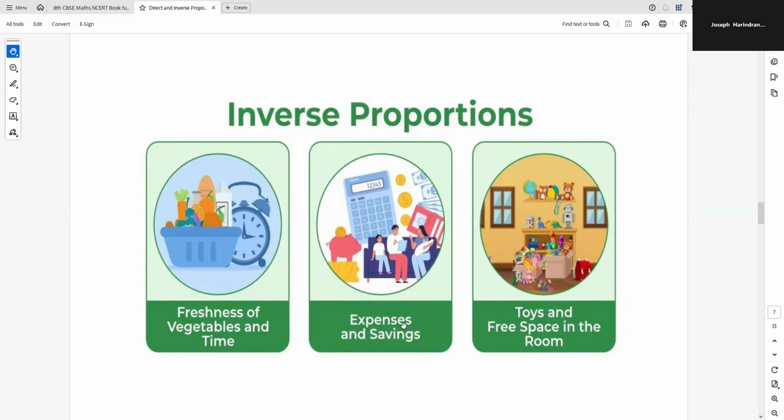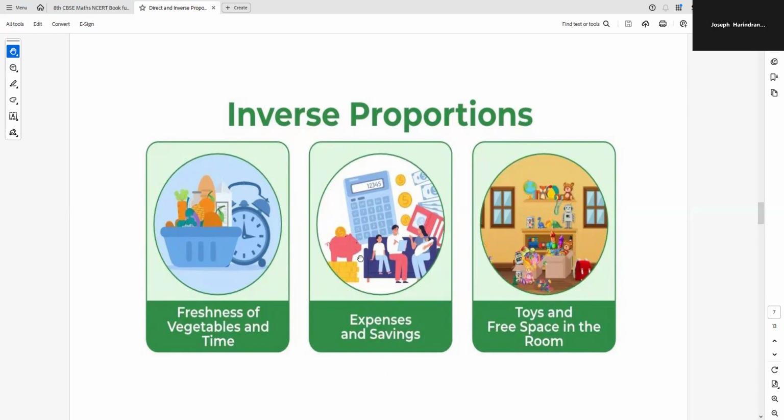Expenses and savings. As the expenses increase, the savings will reduce. For a given income, of course, one particular income you have, if you spend more, your savings will get reduced, isn't it? So that is how you have to think of it.